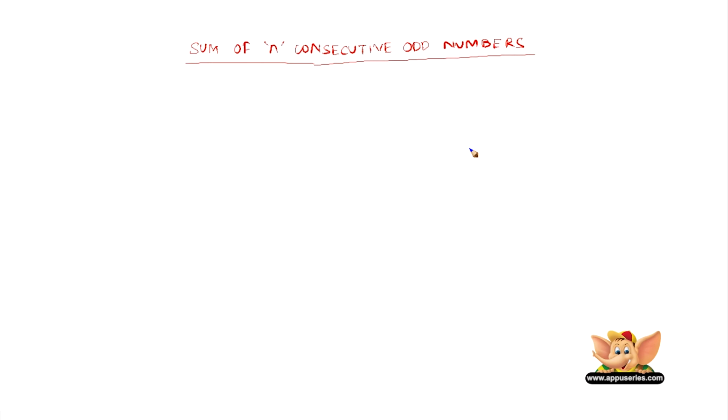Here, let us learn how to find the sum of n consecutive odd numbers. All we need to remember here is the formula n squared. Now, what does n represent? n represents the number of odd numbers that we are going to add. So let us consider the first example.